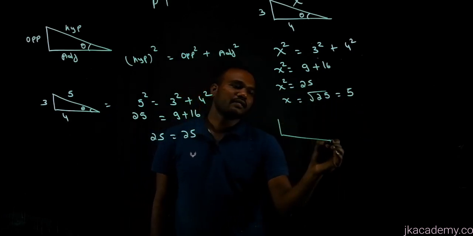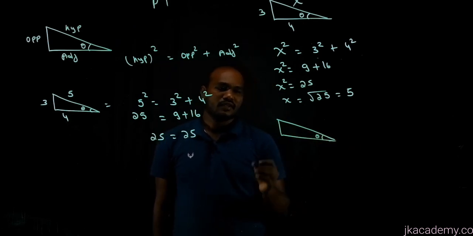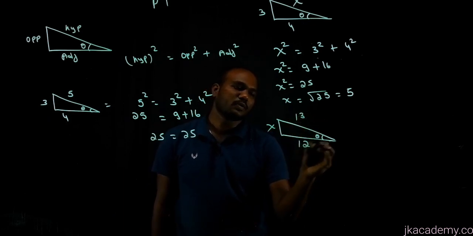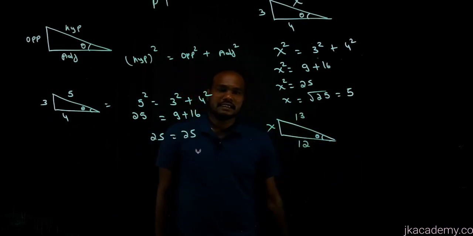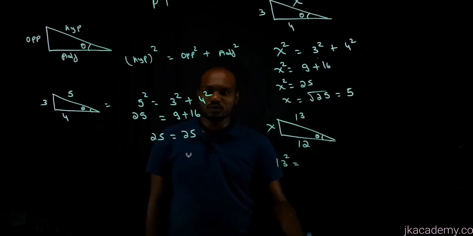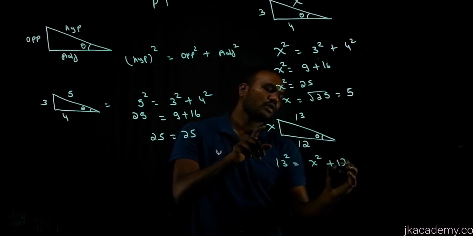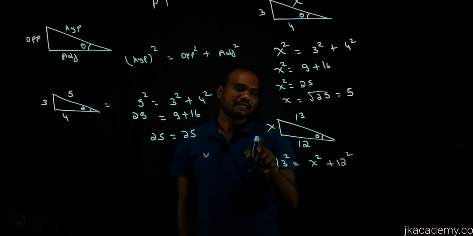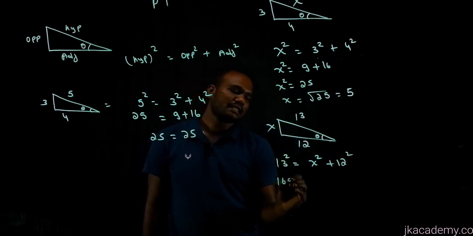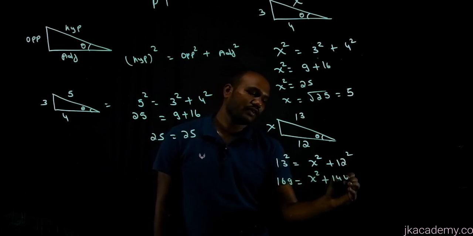So if I take another example, this is theta. We have to find x, and this is given as 13. This is given as 12. How to find it? Always bigger. First write bigger. Bigger square equals smaller square. What is smaller? x square plus 12 square. So 13 square is 169, which is equal to x square, I don't know, plus 12 square, which is 144.